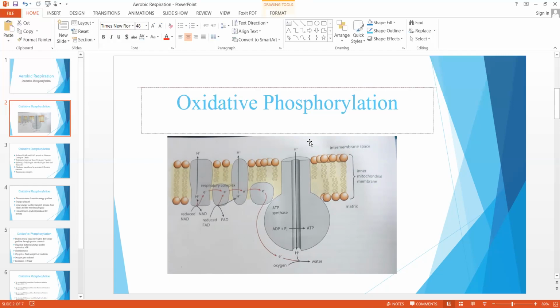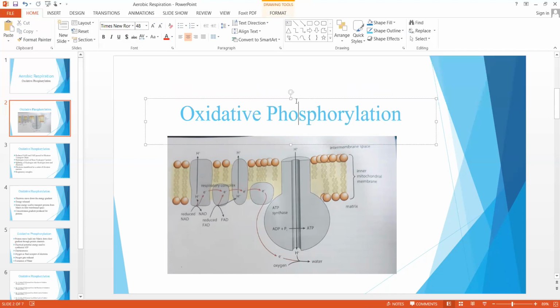Now remember that you can see here, that this transmembrane protein, this protein channel, is associated with ATP synthase. Now, as the name indicates, the word ATP synthase comes from synthesis. So it means this is the enzyme which is involved with the synthesis of ATP from ADP and inorganic phosphate.